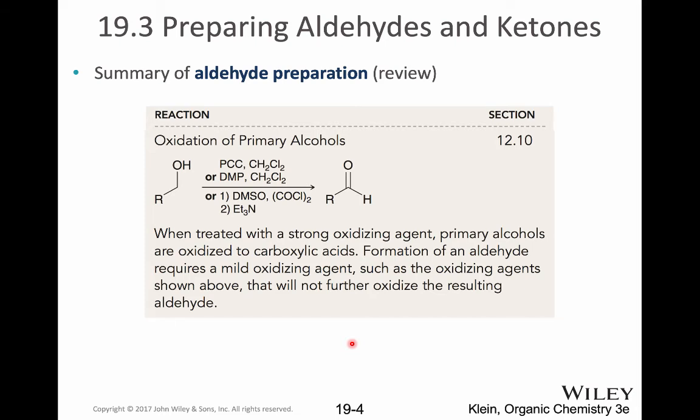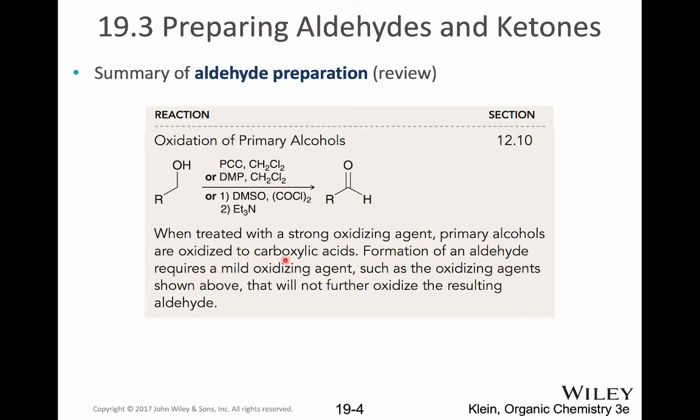Now, we're just going to go over a really quick review of how you make aldehydes and ketones. These are all reactions that we've gone over in previous chapters. One of the most common ways of making aldehydes is by the oxidation of a primary alcohol. There are a number of ways to do this. In the book, we've gone over 3 different oxidants to do this. We've gone over PCC, which is a non-aqueous version of chromic acid. We've gone over Dess-Martin periodinane, which is a hypervalent iodine species, and we've gone over the Swern oxidation.